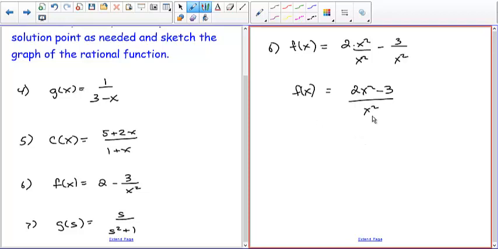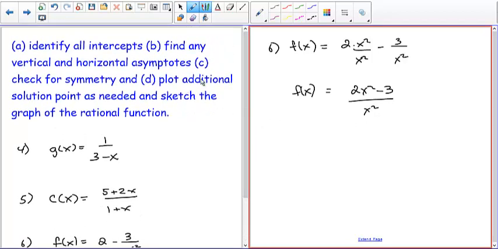So now we're going to look at that. What are we doing here? Identify all intercepts. Okay, so we have the x-intercept.